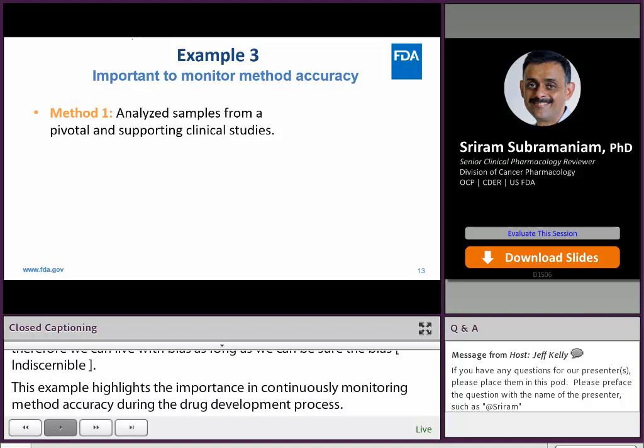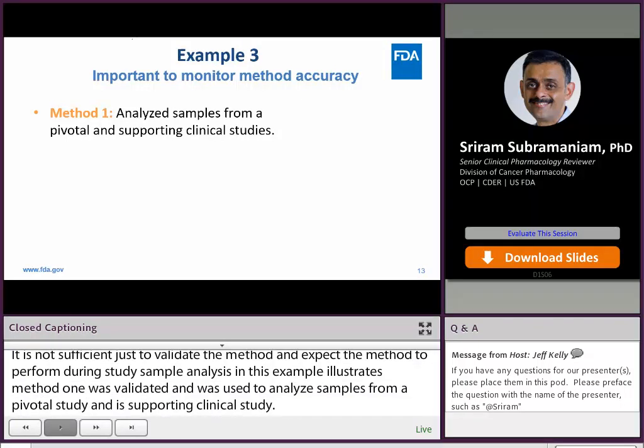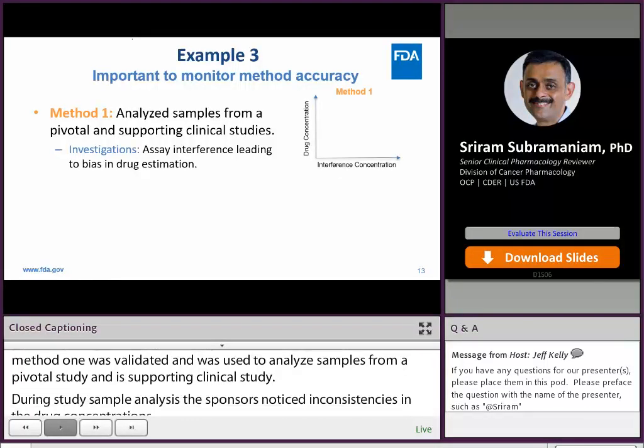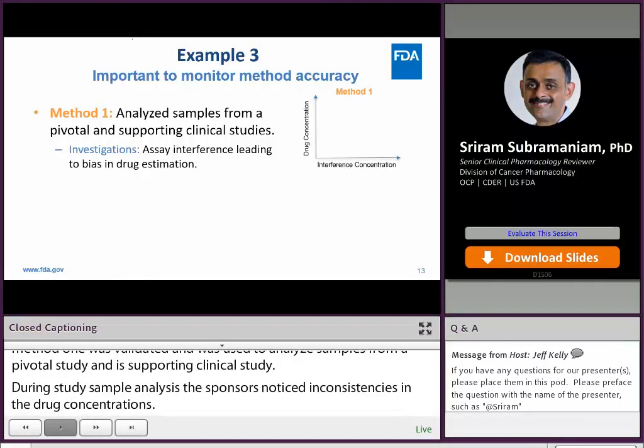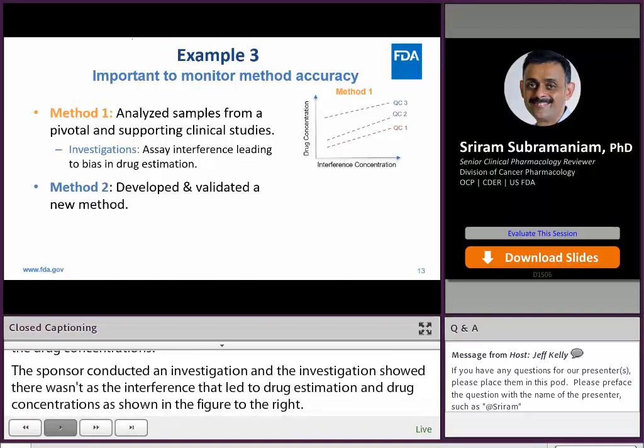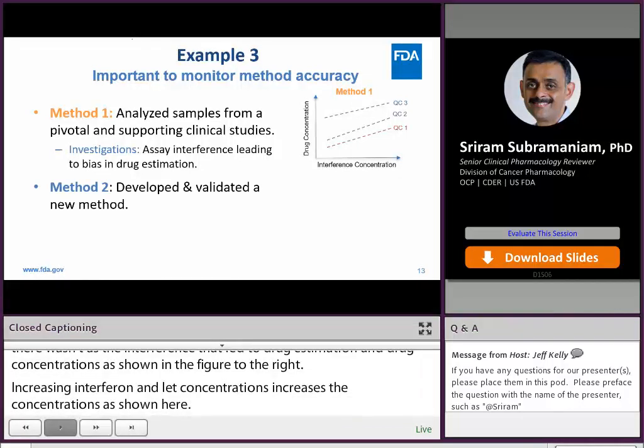However, during study sample analysis, the sponsors noticed inconsistencies in the drug concentrations. Therefore, the sponsor conducted an investigation, and the investigation showed that there was an assay interference that led to overestimation in the drug concentrations, as shown in this figure to your right. Increasing interfering analyte concentration increases the drug concentrations, as shown by the QCs here. So the sponsor, the applicant I should say, went back to the drawing board and developed a new assay and validated the assay and confirmed that there was no assay interference, as indicated in the figure to your right.